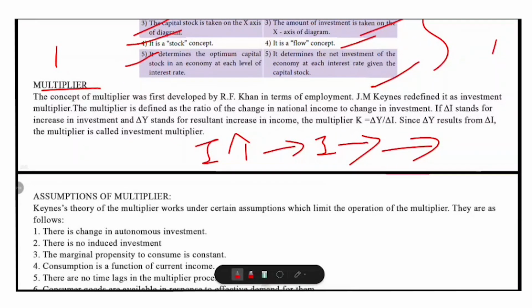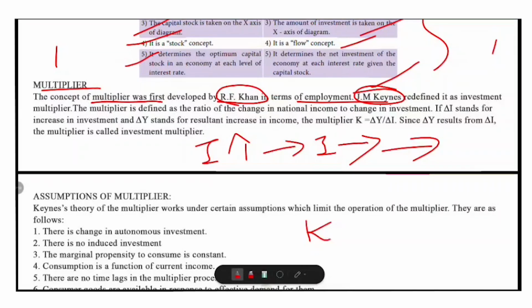Who introduced this concept? The concept of multiplier was first developed by R.F. Khan. Okay, R.F. Khan introduced the concept as employment multiplier. And J.M. Keynes in 1936 reformulated it as investment multiplier in terms of income. Hope it is clear.